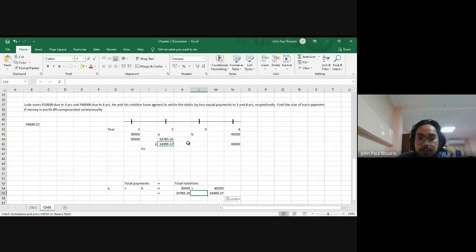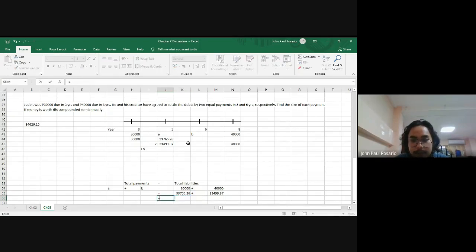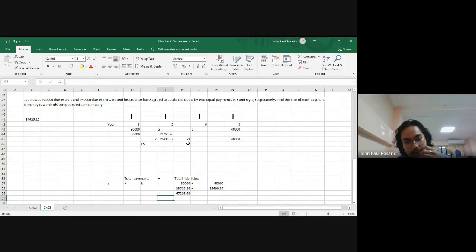So, meaning, the total equivalent value of liabilities on year 5 is 33,765.26 plus this one. That's 67,264.63.